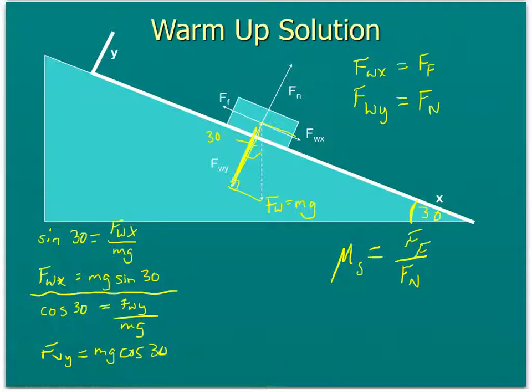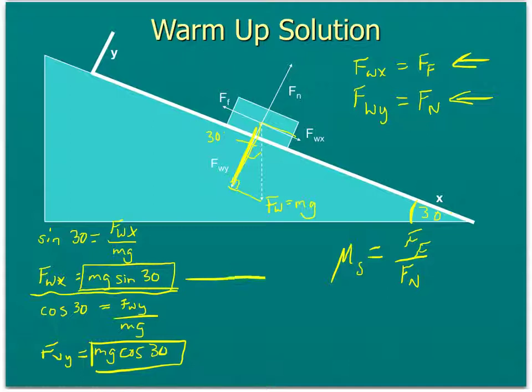Now, because I know that FWX is equal to my force of friction, and my normal force is equal to my FWY, I'm going to take these two expressions, mg sine 30 and mg cosine 30, and substitute those into my mu s equation. So the coefficient of static friction is equal to mg sine of 30 divided by mg cosine of 30.